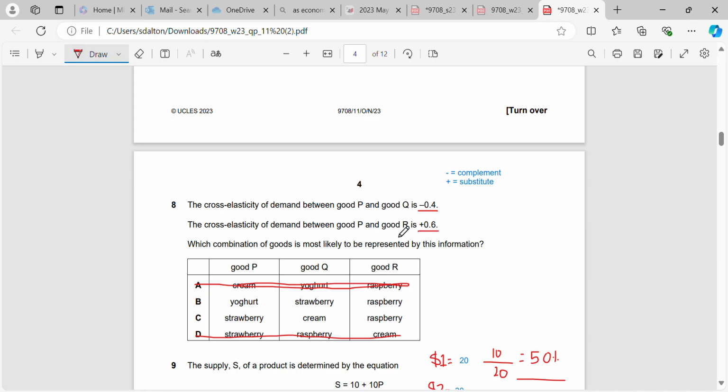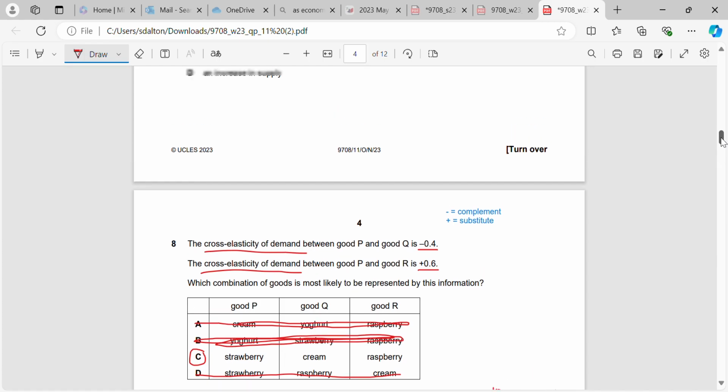So good P and good R, which ones are going to be substitutes? So let's have a look here at B. B is yogurt and raspberry as substitutes. So they're not really substitutes, they're complements, aren't they? And then strawberry and raspberry, where they would be substitutes. So we can see that C is the most suitable option, and all we have to do is understand what the sign for the cross elasticity means. Negative being complements, positive being substitutes.